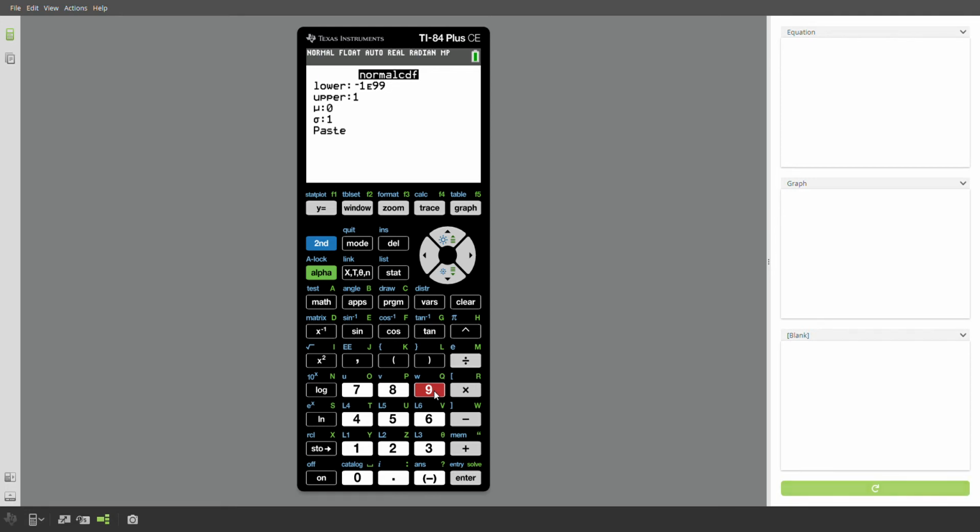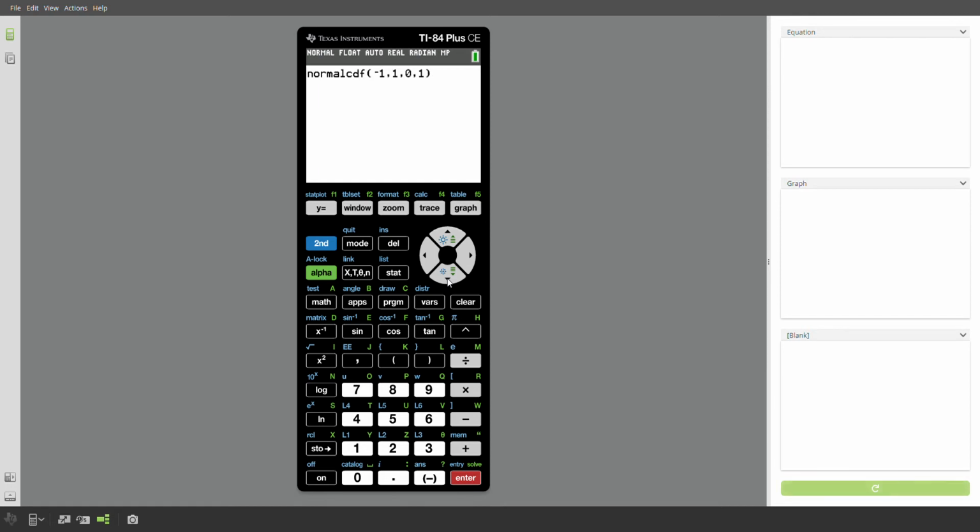Now, we don't need that for this problem, so we're just going to clear that out. We need to go from -1 for our lower bound to +1 for our upper bound. The mean and standard deviation are by default set to the standard normal distribution parameters, a mean of 0 and a standard deviation of 1. So at least for this first lesson, there's nothing we should have to do to change them. We go down to paste and hit enter.